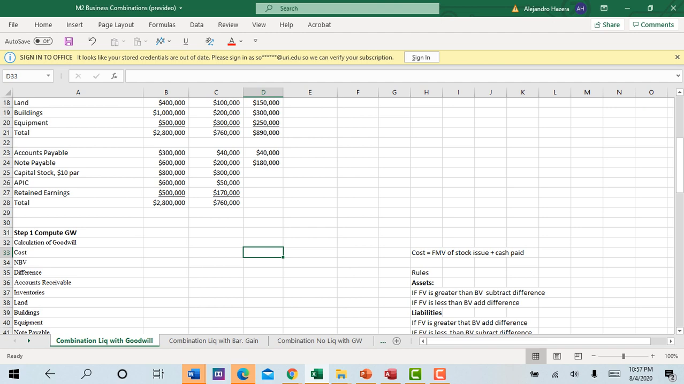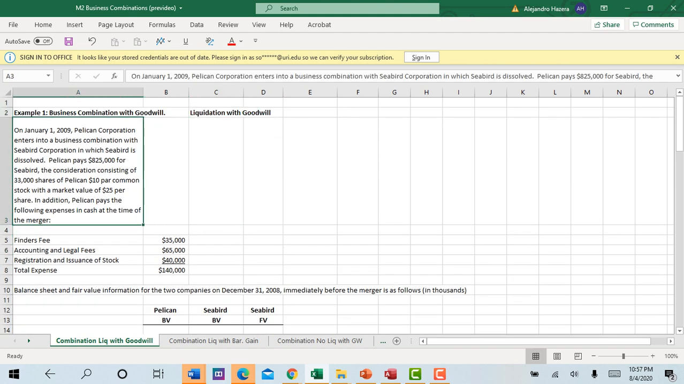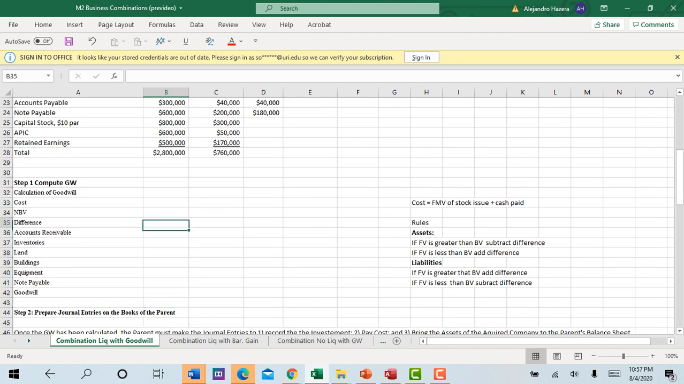And they issue, if you go back, 33,000 shares with a fair value of $25 per share. Okay, so we'll do this. So we'll put this one in the middle here, right here. So they issue 33,000 shares, and each share has a fair market value of $25.